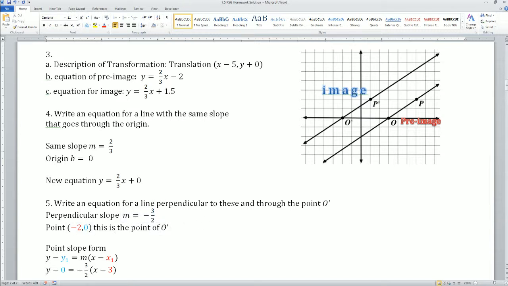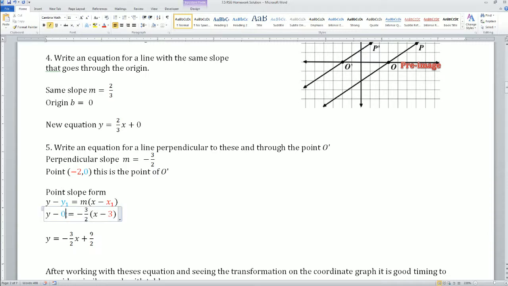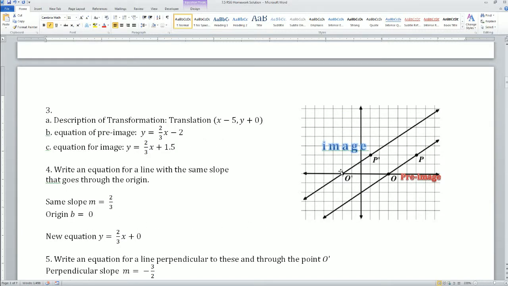The point here is negative 2, 0, so that means I have to change this. That is still a 0. This is still going to be negative 2. So when this multiplies here, you get positive 3, because negative 3 over 2 times 2 would be positive 3. Nothing here because it's a minus 0. So this would be the equation that is perpendicular to this image right here. It goes down this line basically.